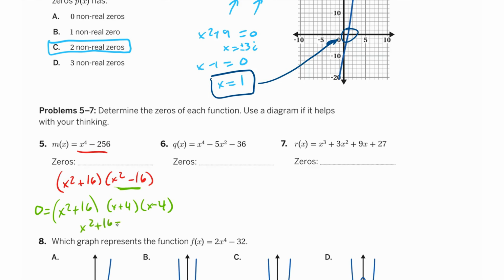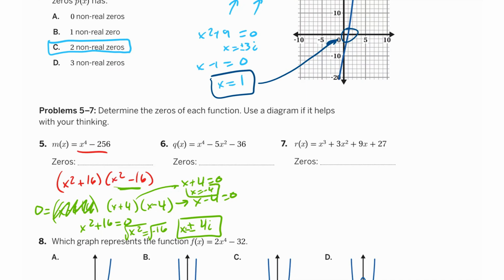x squared plus 16 equals 0. Subtract 16 from both sides, take the square root of both sides, and get x equals plus or minus 4i. So that's two of our solutions from here. Then I set x plus 4 equal to 0 and x minus 4 equal to 0, which gives me x equals negative 4 and x equals positive 4. So in this one, there are 4 zeros. We got x equals 4, negative 4, 4i, and negative 4i.